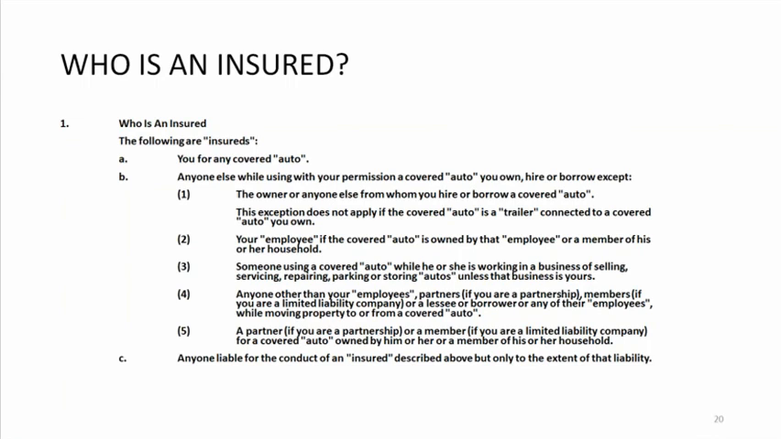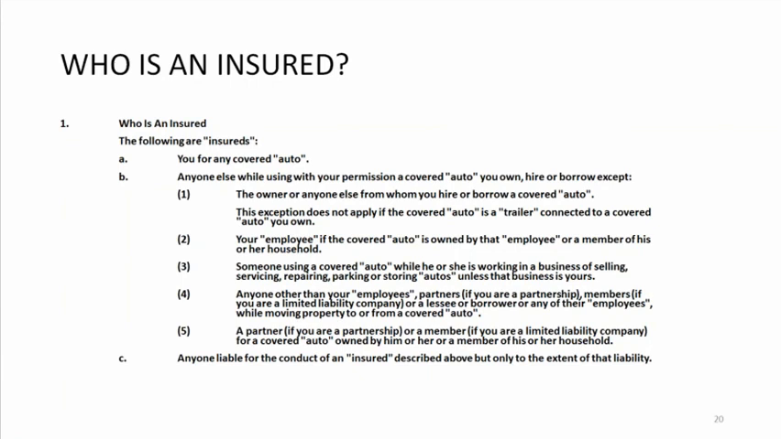Loading and unloading, we'll have to look at those later as we look at GL. So anyone other than your customer, partners, members, you are a limited liability company, lessor, borrower, employees, while moving property to and from the auto. If our insureds are doing it, it's covered. But if someone else is doing it, we're not going to protect them. So the insured hires someone to remove vehicles, a flatbed, for example, that crane that we talked about, again, a gray area between GL and auto. We won't cover them.